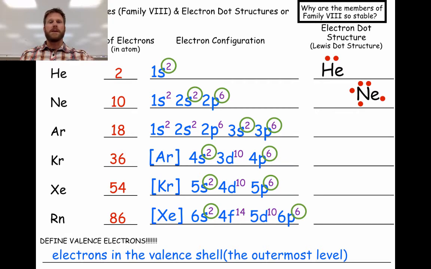So this represents the p orbitals, each holding their own electron before having to share their orbital with another electron. So that is the electron dot structure for neon.